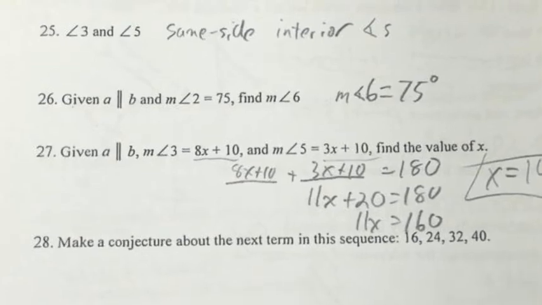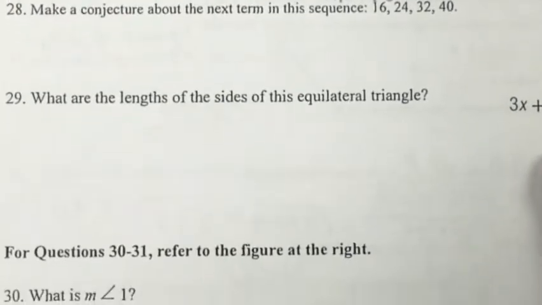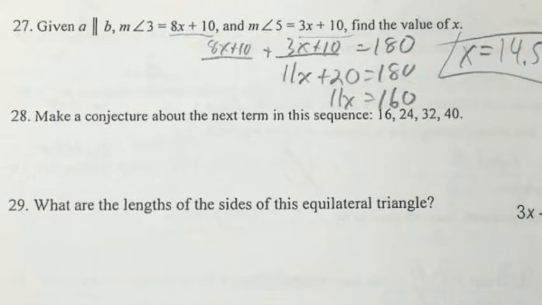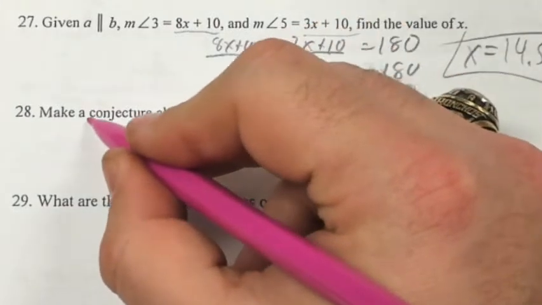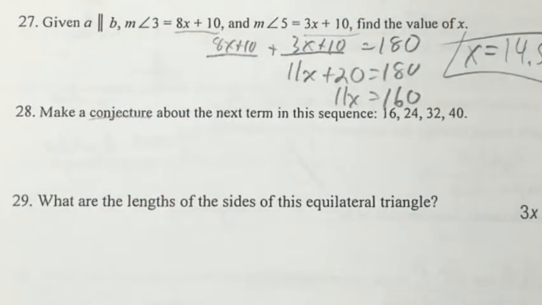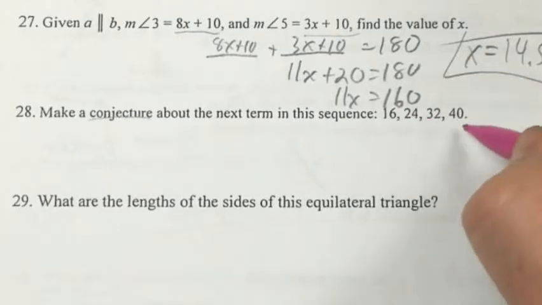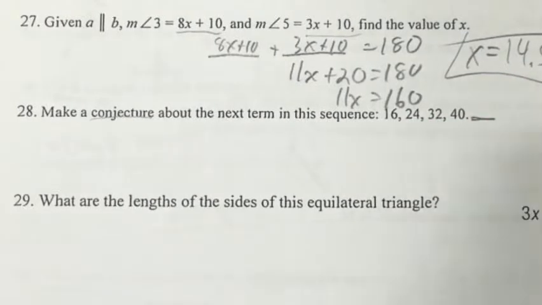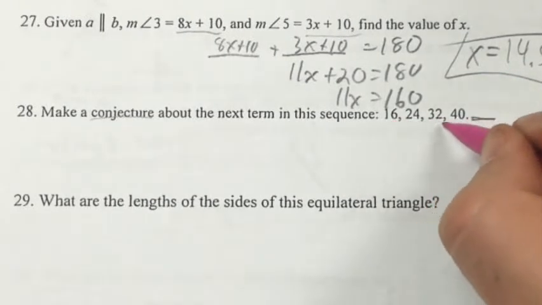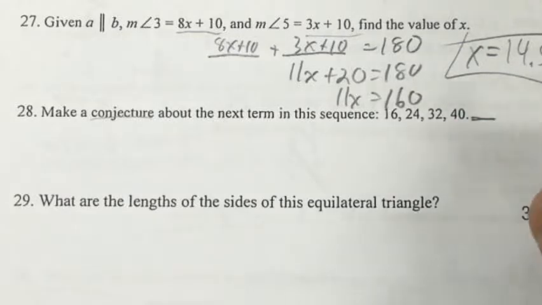Now on to number 28. Make a conjecture about the next term in this sequence. Now, our conjecture is just basically we're using our pattern that we're seeing to make a prediction about the next term. So we're going to look at what's changing and get from one term to the next. Could be adding, could be multiplying, could be squaring, could be something else. We're just looking for a pattern.